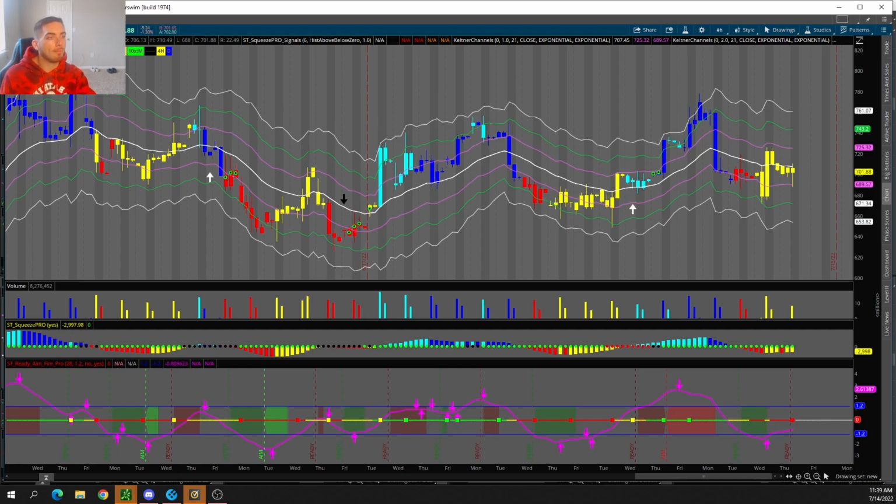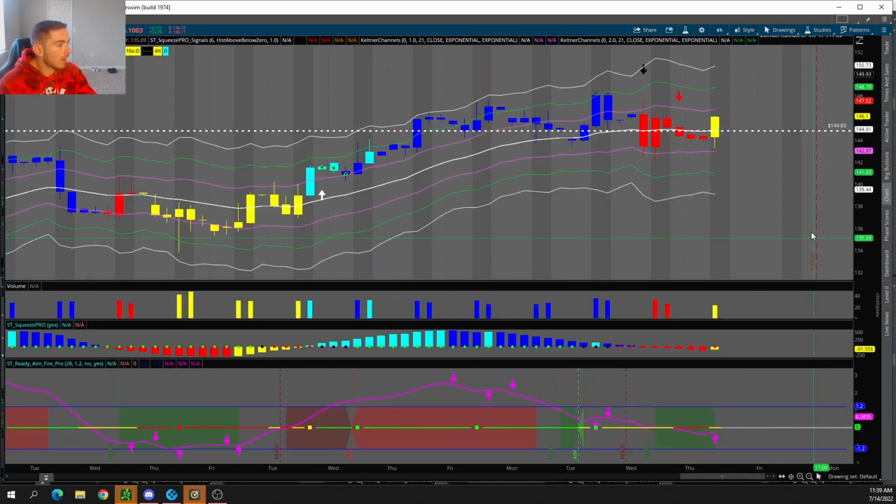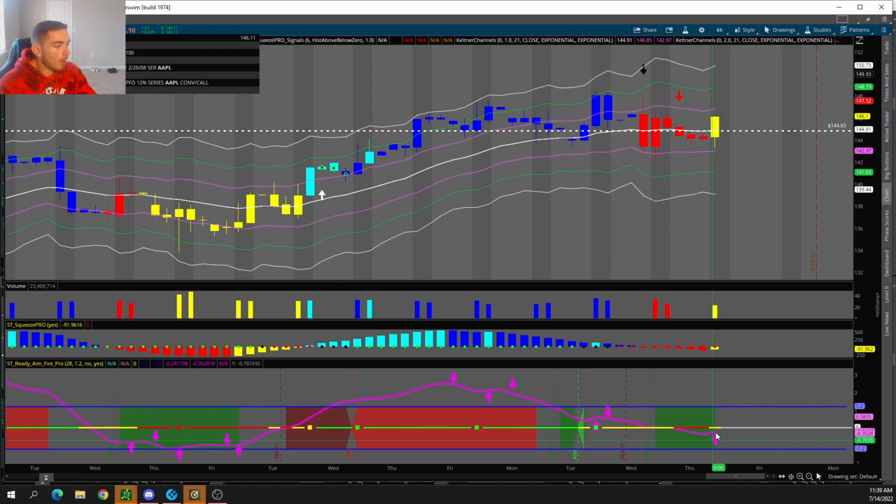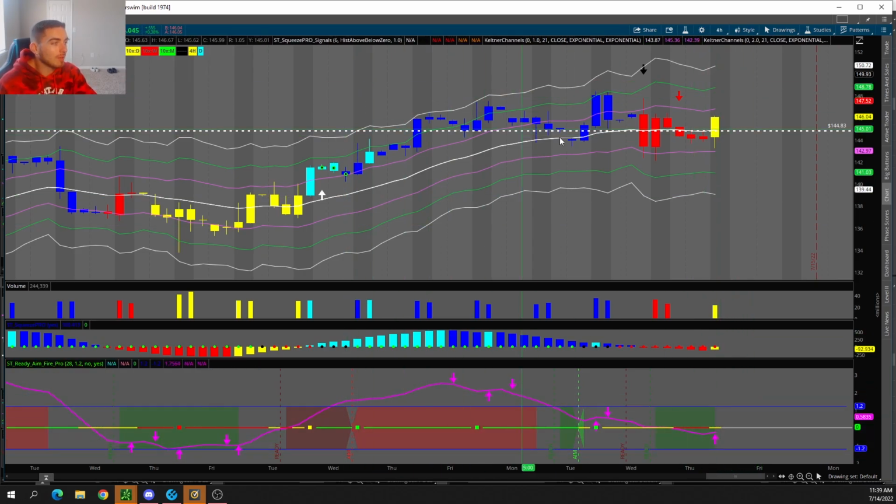So if we go back to Apple on the 4-hour time frame, we can see that we got the up arrow on the ready, aim, fire, which is saying this thing is ready to fire to the upside. So if you piece all of that together with everything we're seeing, Apple's above the moving averages, we have the yellow momentum letting us know that buyers are coming back into the market, and we have the up arrow on the ready, aim, fire indicator. The probability of this thing actually firing up is going to be very, very high at that point, because you have multiple different confirmations across all of the other TTM squeeze indicators.